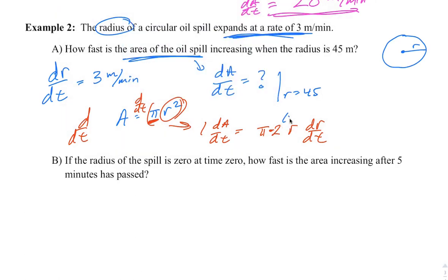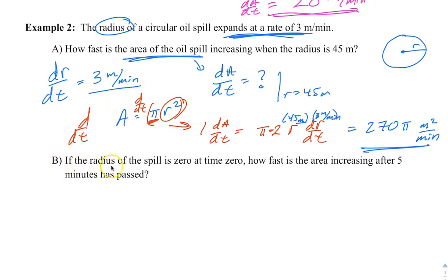So let's plug everything in. It's going to be 45 meters. The dr/dt is going to be 3 meters per minute. If you multiply it all together, 45 times 2 is 90, and 90 times 3 is 270, pi. And then look at our units: meters and meters per minute, so meters squared per minute. That's how fast my area is increasing. Every minute, it's increasing by 270 pi meters squared, which is pretty fast. So that's the first problem.